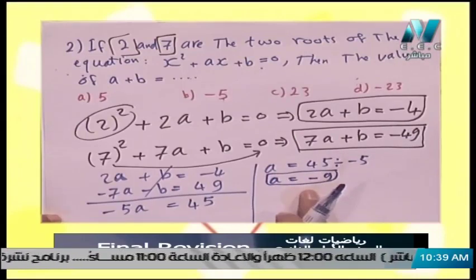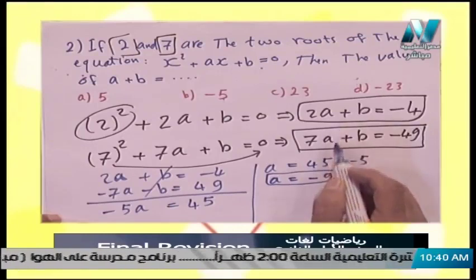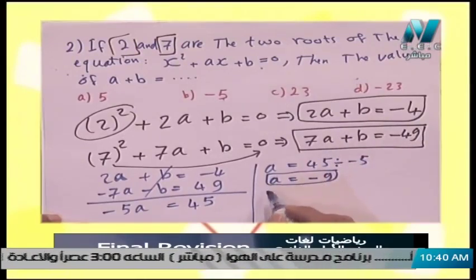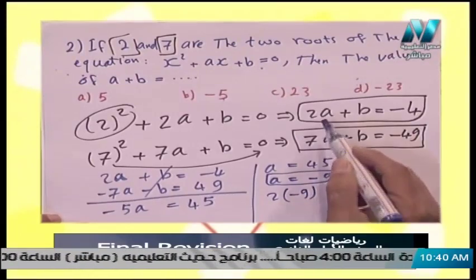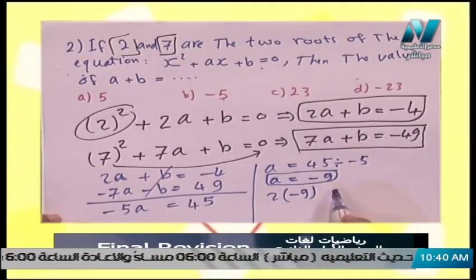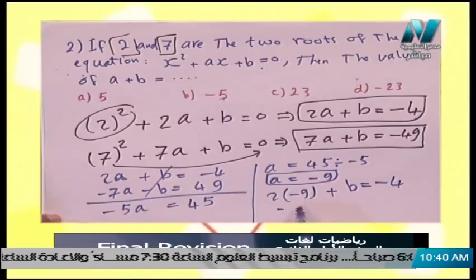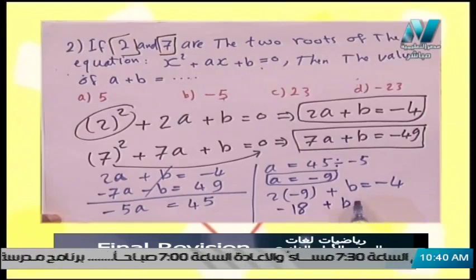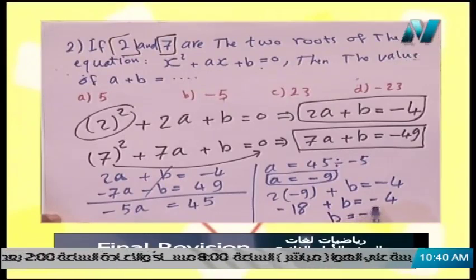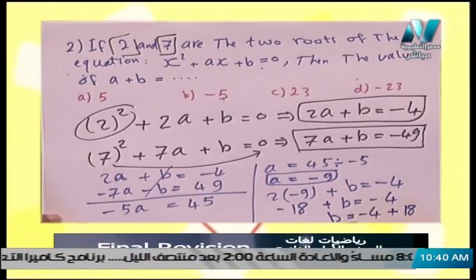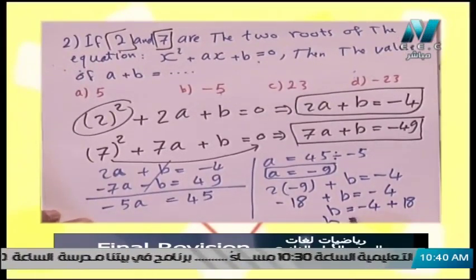We have one of the variables here. By substituting a equal negative 9 in the first or second equation, we have 2 multiplied by negative 9. Instead of a here, we put negative 9, plus b equals negative 4. 2 multiply negative 9 equals negative 18, plus b equals negative 4. So b will be negative 4 plus 18. So b equals 14.